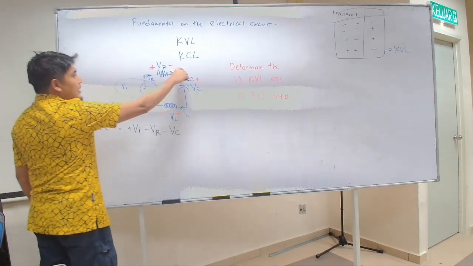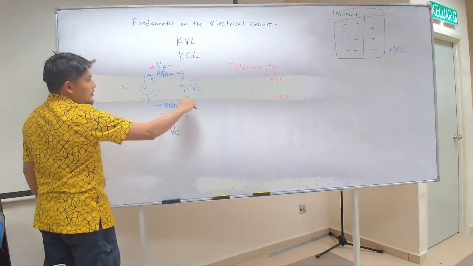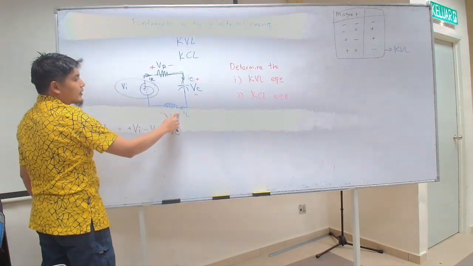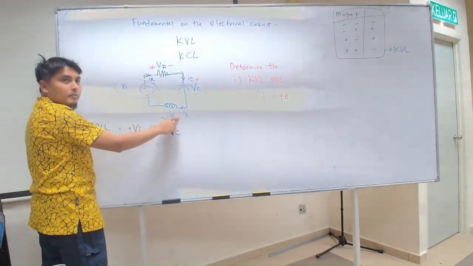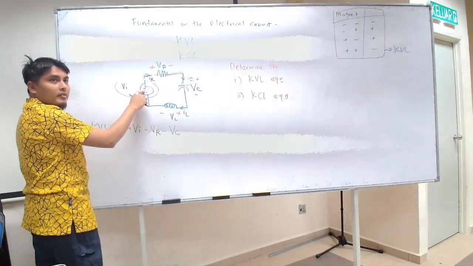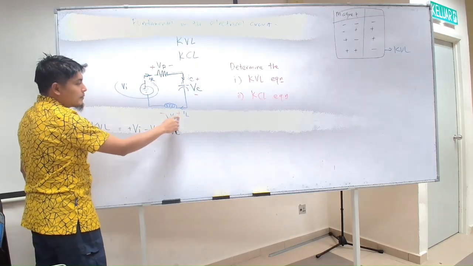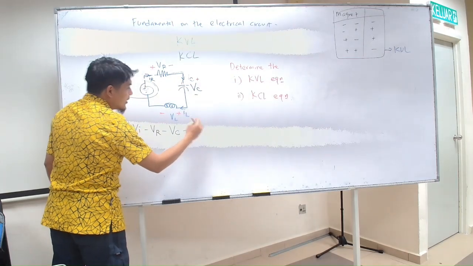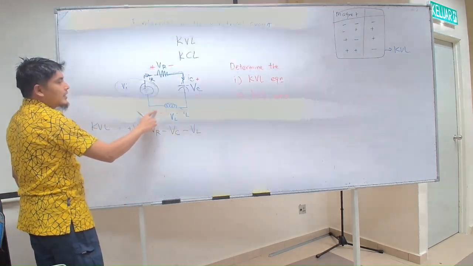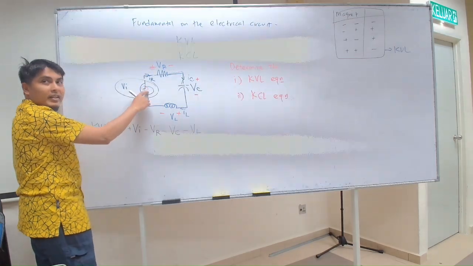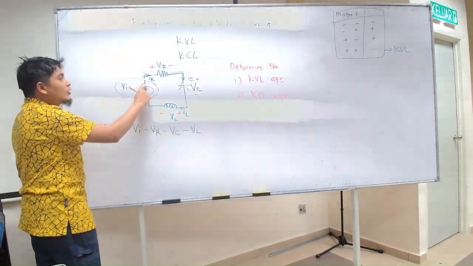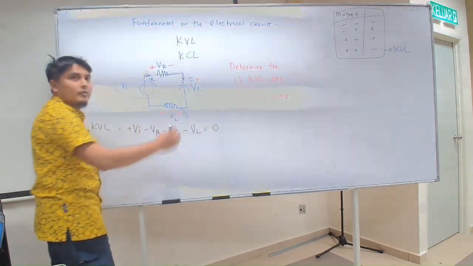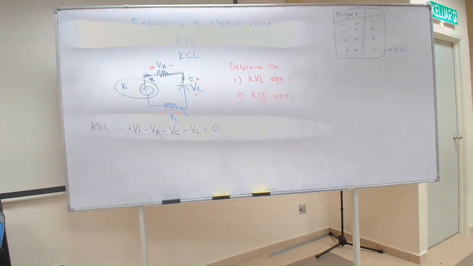Okay, and then it travels again and meets the final component. What is the sign here? What is the reference? Positive and positive become negative, what? VL. And it travels again until it goes back to its original position. When it goes back to its original position, we can say equal to 0. Okay, done for KVL.